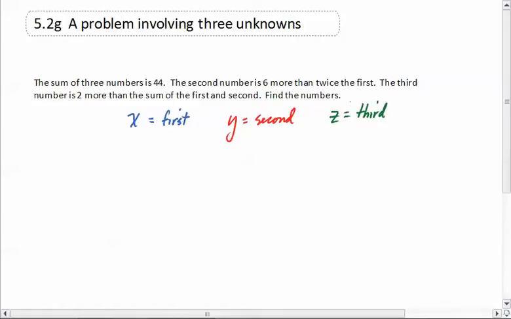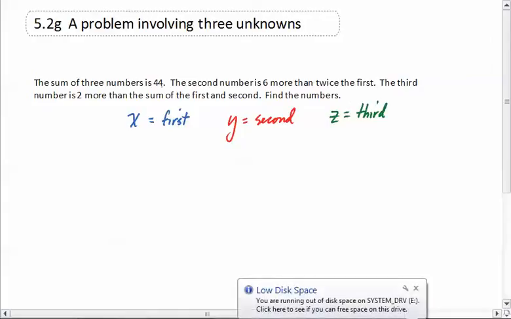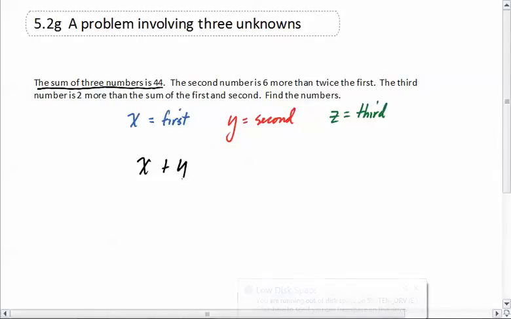Now I'm going to write some number sentences based on what they tell me about those. The sum of three numbers is 44. So I'm going to go ahead and first write this equation because it says that they have to add up to 44. There's 1.